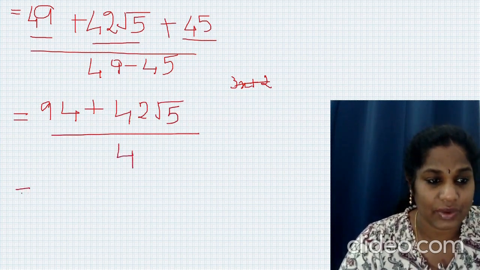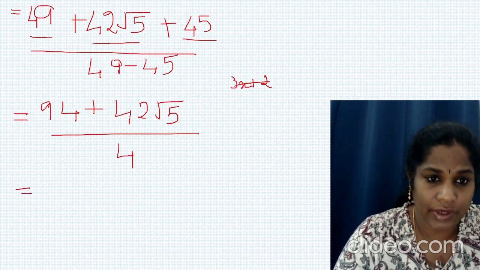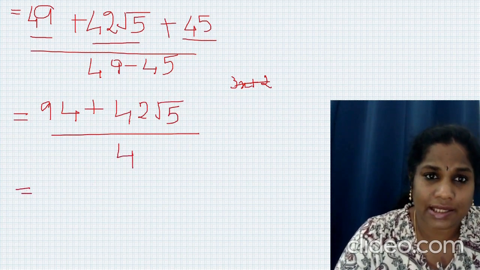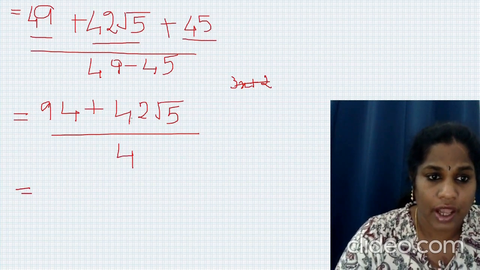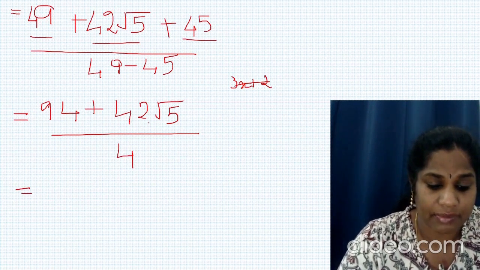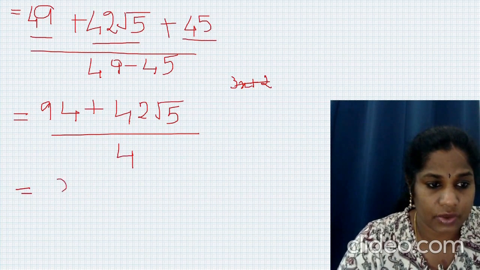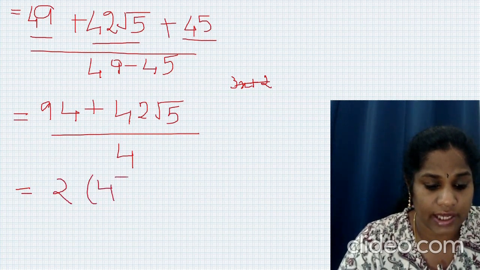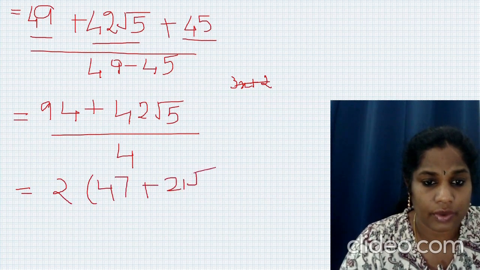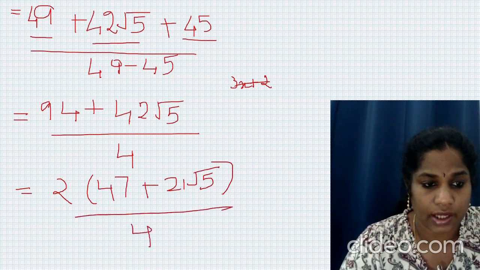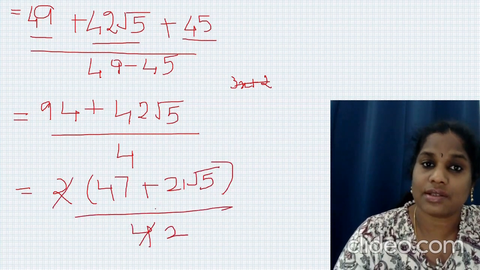Right? Okay. So, is it over? We can simplify it little more because it looks like there is something common. I think 2 is common. So 2 4s are 8, 47 plus 21 root 5 by 4. Okay, 2 1s are 2, 2 2s are 4. Right. So this is our answer.